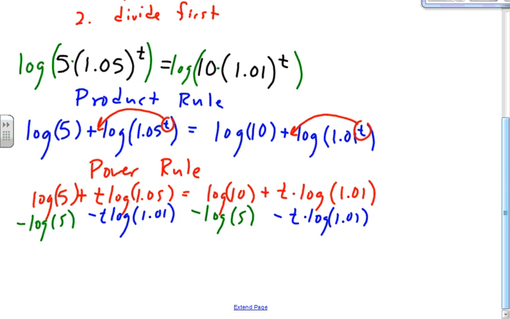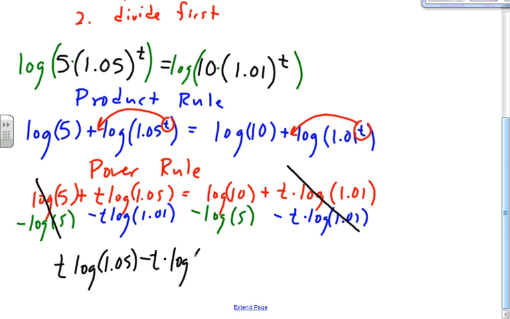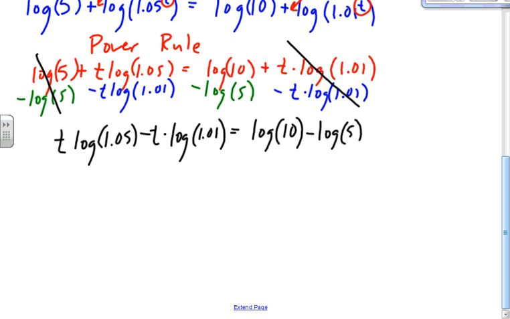So you can see here that we get cancellation here and cancellation here. So we end up with t log of 1.05 minus t times the log of 1.01 equals the log of 10 minus the log of 5. Okay? So that gives us a pretty tricky equation still, but there are two more steps. What we have to do here is get both of these t's into one. So we're going to factor t from both parts.